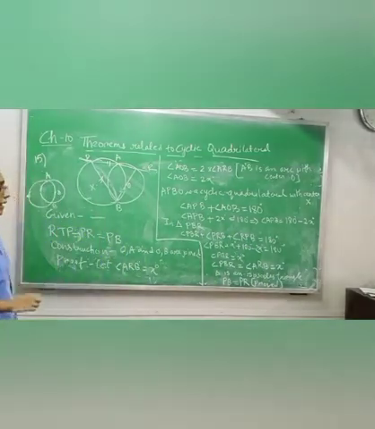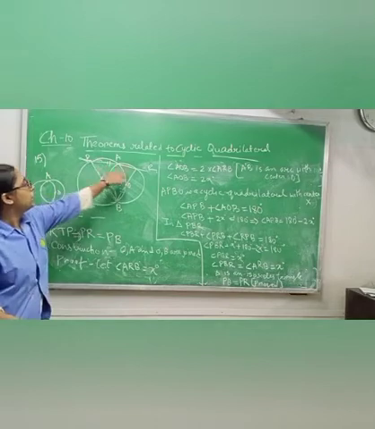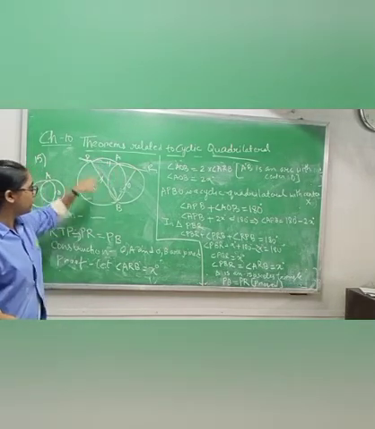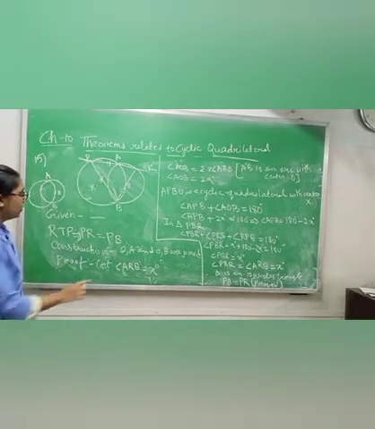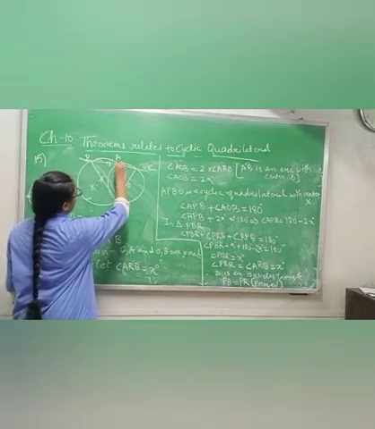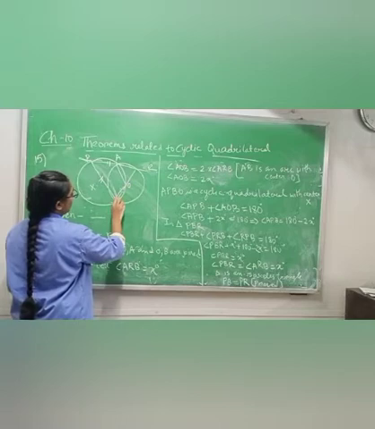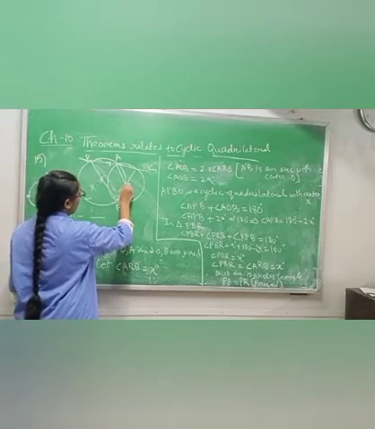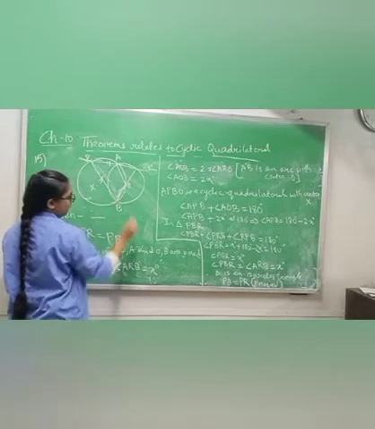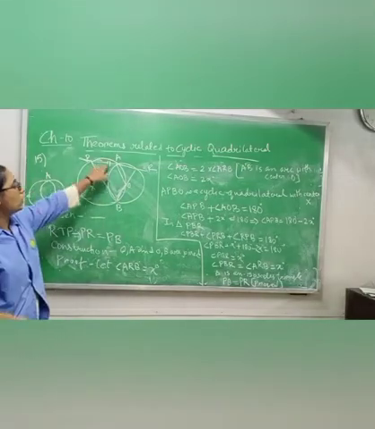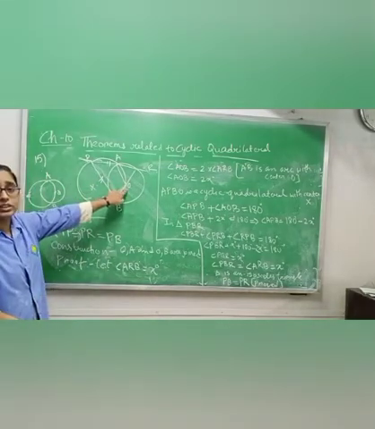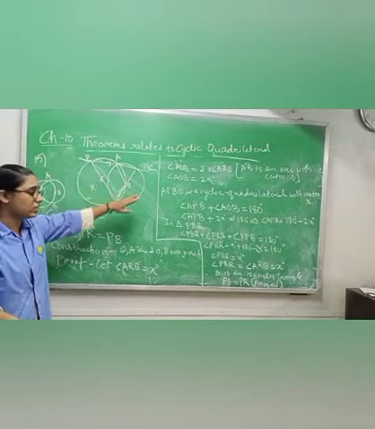Now RTP: required to prove PR equals PB. This straight line PR is equal to PB. In construction, OA and OB are joined. Okay, we are joining OA and OB. O is the center of the other circle, the second circle.